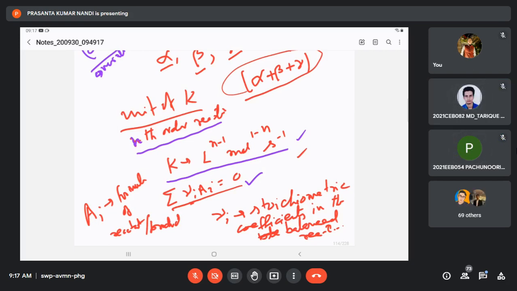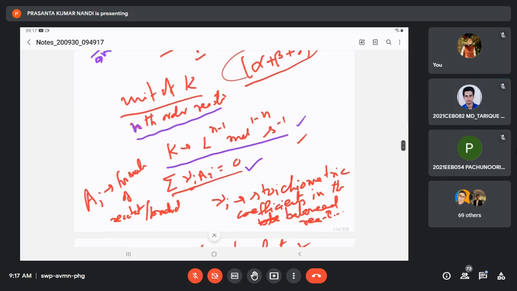Now, in general, we can write a balanced chemical reaction in a compact form, just like an algebraic equation, right? That is written as summation over i of nu_i A_i equal to 0. What is A_i? A_i, with subscript i, represents the formula of a reactant or product species.